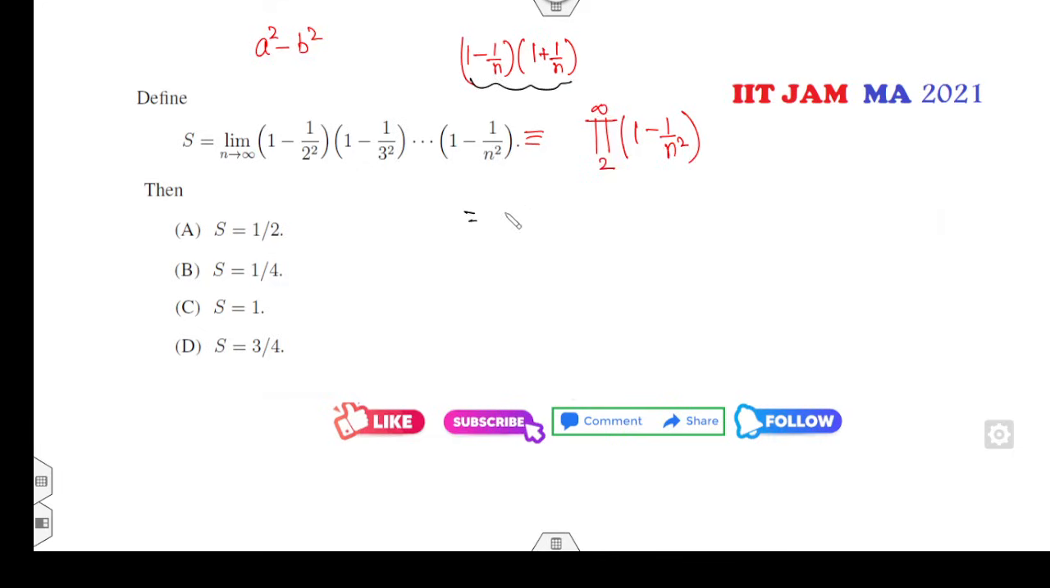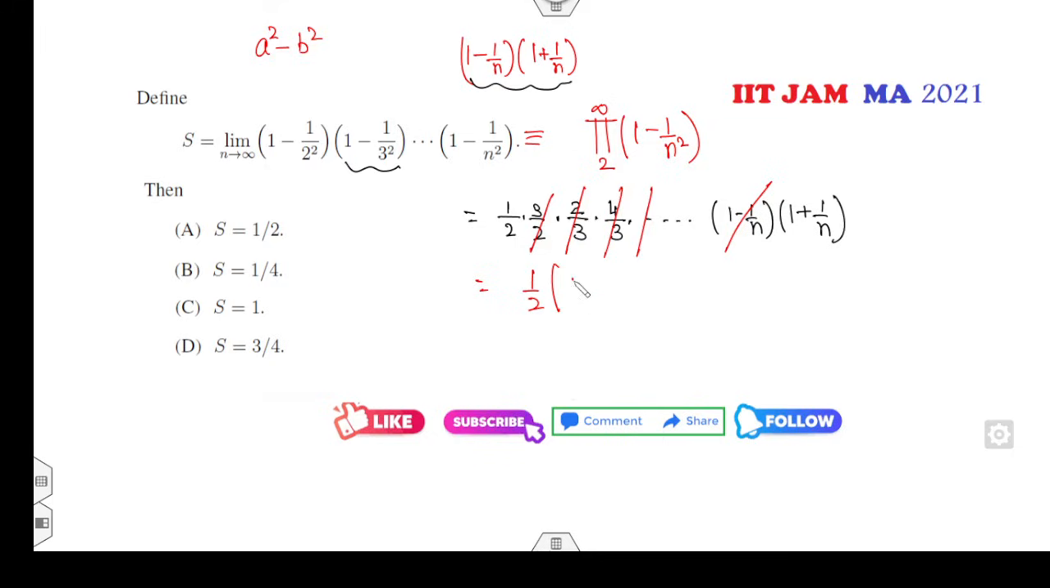First I fill in 2, then it's a half, 3 by 2. Then I can use 3. So 3 gives 2 by 3 and 4 by 3. Fine, and so on. The last value will be 1 minus 1 over n, 1 plus 1 over n. Now clearly, 3 by 2 and 2 by 3 cancel, 4 by 3 and 3 by 4 cancel. The last term will cancel out. So 1 over 2, 1 over n. Now take the limit as n approaches infinity. Half is the right answer.